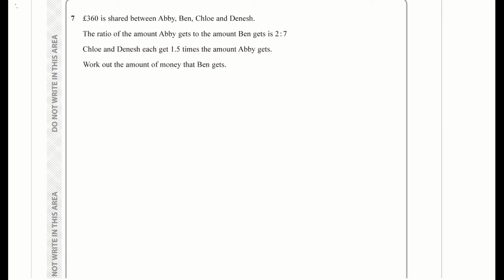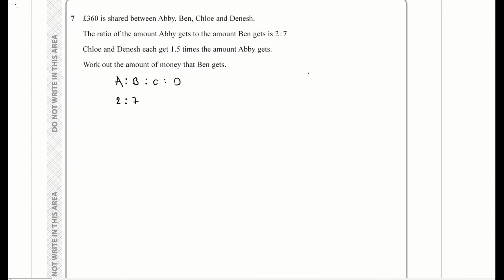Question 7, £360 is shared between Abby, Ben, Chloe, and Denise. So that's ratios. So A is to B is to C is to D. Then it tells us that the ratio for Abby to Ben is 2:7. So that's 2:7.